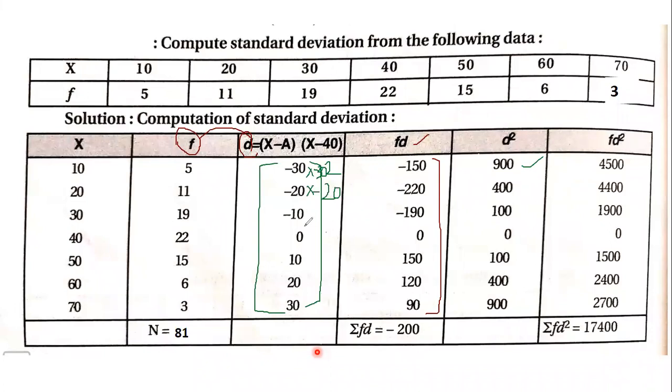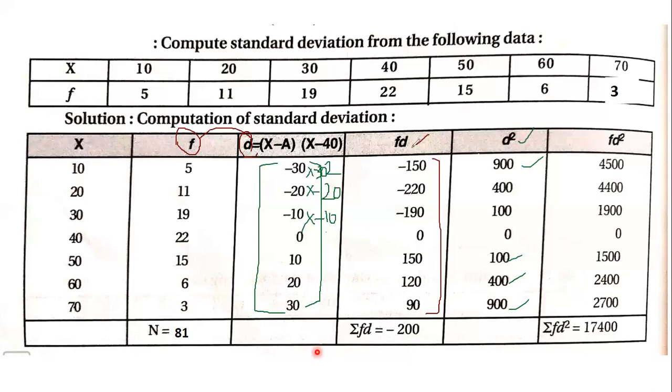Minus 10 into minus 10 is 100. Again 0 will remain 0. 10 into 10 is 100. 20 into 20 is 400. 30 into 30 is 900. So I have squared this column completely. After squaring, I get the answers here in the D square. Now, after this, we have to go for the next step.